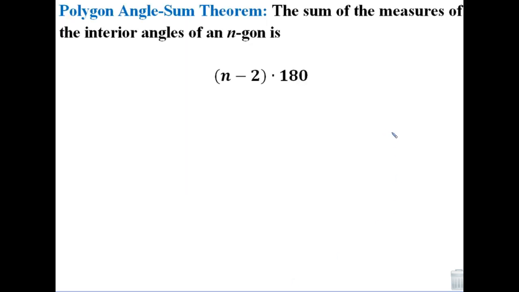We can extend that idea to form the polygon angle sum theorem. It says the sum of the measures of the interior angles of an n-gon, so a polygon with n sides, is given by n minus 2 times 180. We need the minus 2 because we want a triangle with 3 sides to just have a single 180. And then what this formula will do is each time we add a side, each time n goes up, the sum goes up by 180 degrees.